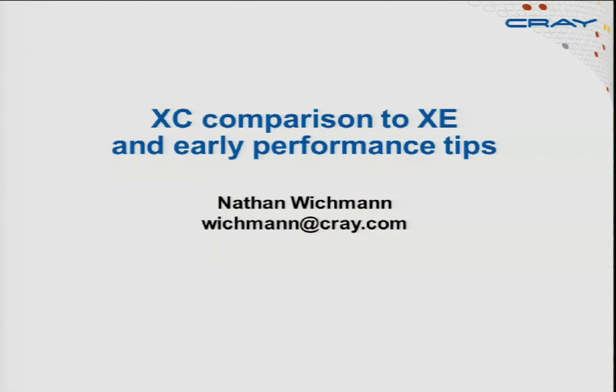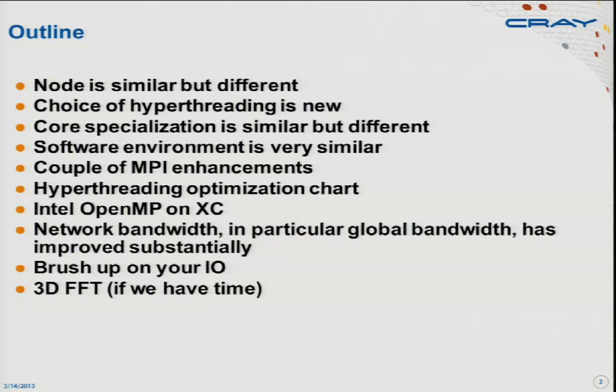So this is the XC to XE comparison and early performance tips. I'm guessing that maybe not all of you, but at least some of you have been working on ROSA. So I'm going to compare and contrast, and I have a processor bake-off kind of that we'll step through. Pretty dense slide, but hopefully it'll be a good slide to reference, and you can tell when you are running a different speed and why.